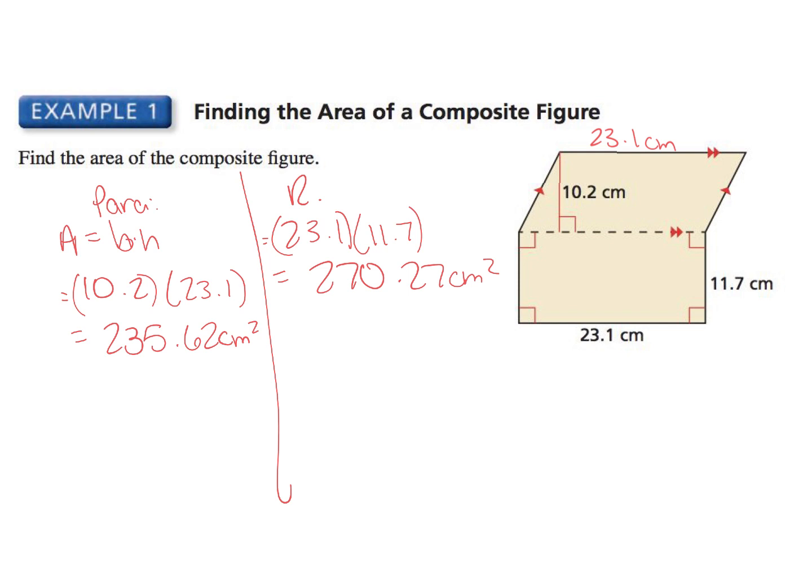235.62 and 270.27 is 505.89 centimeters squared, or square centimeters.